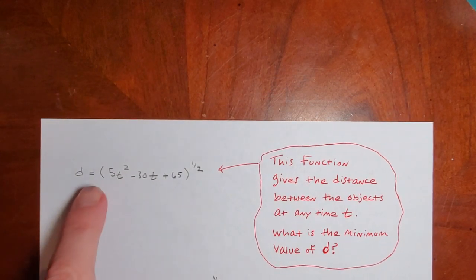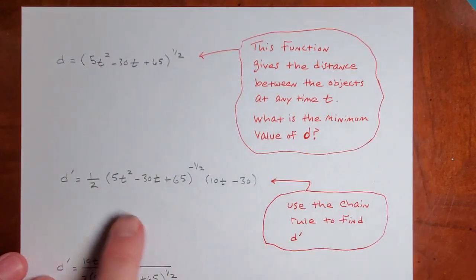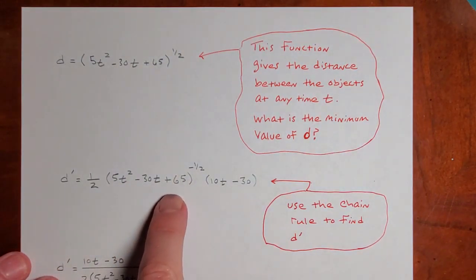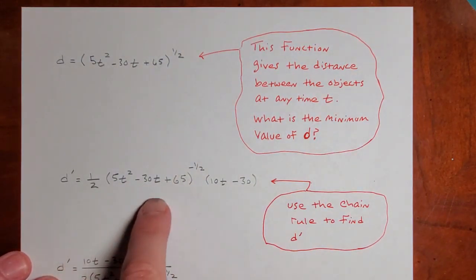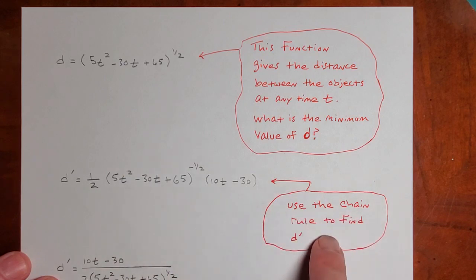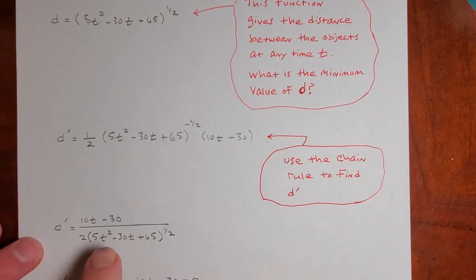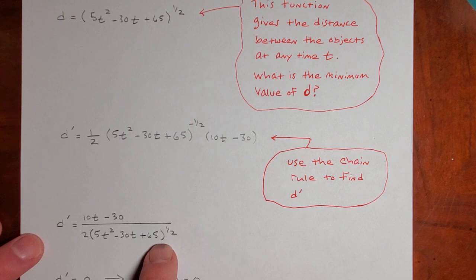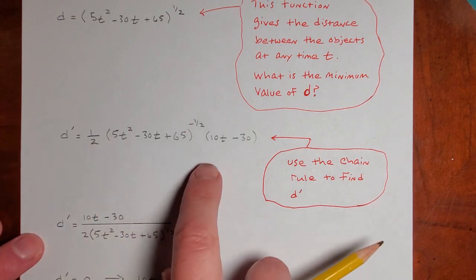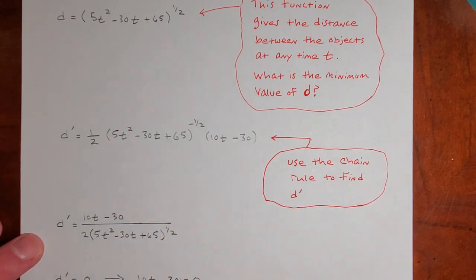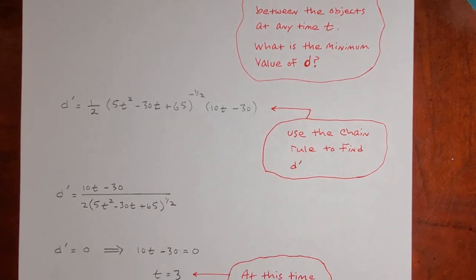So we started with this, and then there's d prime. I hope you recognize the rule at work here: it's the chain rule. Let me simplify this a little bit. The negative 1/2 power can put this expression down there, and I've got a 2 there, and a 10t minus 30 on top. I could take this a little further and cancel the 2 into the 10 and the 30, but I'll just leave it because that's not going to make much of a difference.